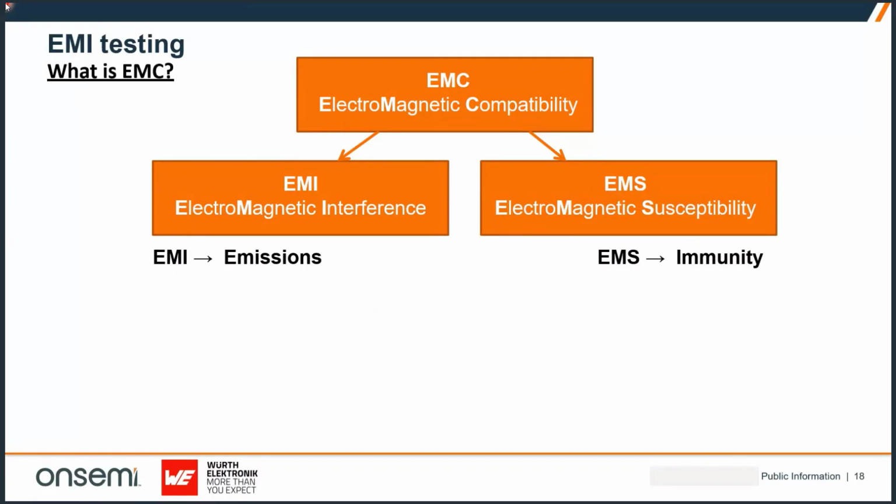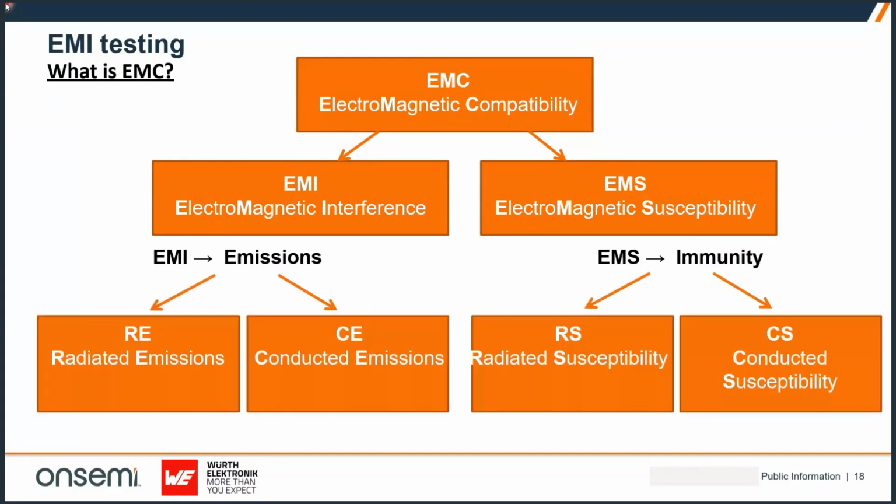So depending on the qualification needed, you might need to do the EMI testing and the EMS testing. In the EMI testing, we have the radiated emissions and the conducted emissions. And for the immunity, we have the radiated susceptibility and conducted susceptibility.